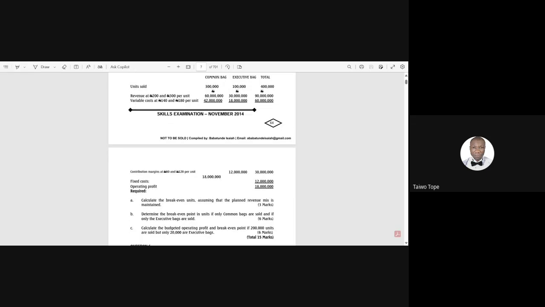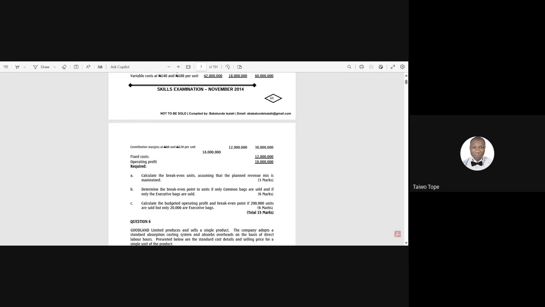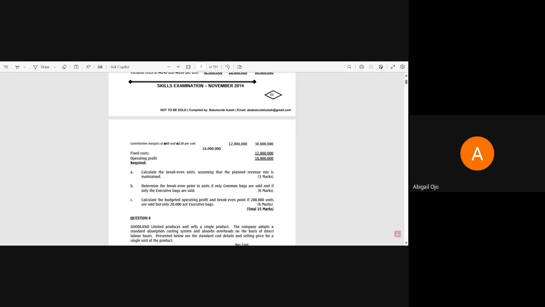If you also go by saying that 200 naira minus 140, you have 60, right? So your fixed cost is 12 million. So 12 million divided by 60, you're going to have 200,000. So let's show the workings.